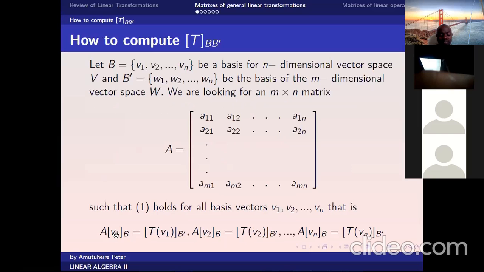So it means that when we get this matrix times the first basis vector V1, it should take us here, should give us this TV1, and when we get A times the second vector, it will take us here, and so on up to when we get A times Vn, it should take us here.